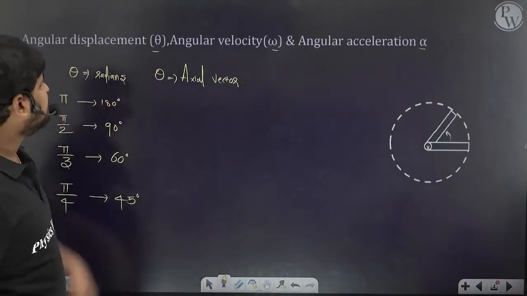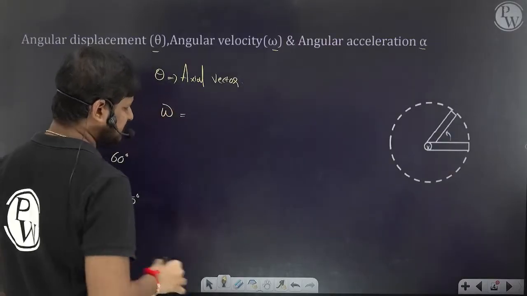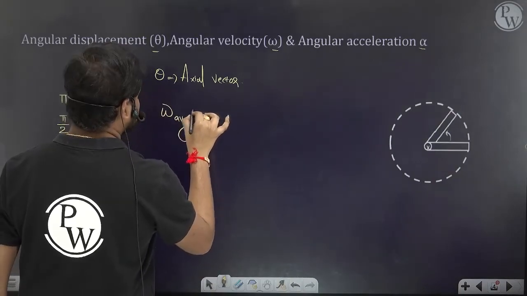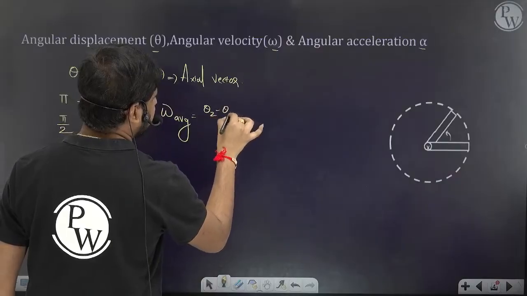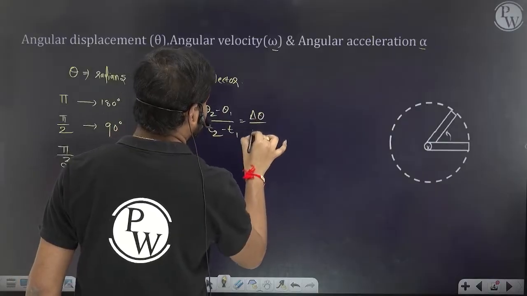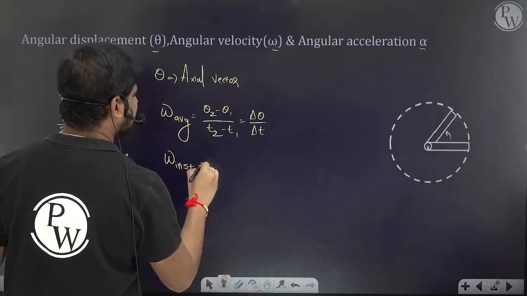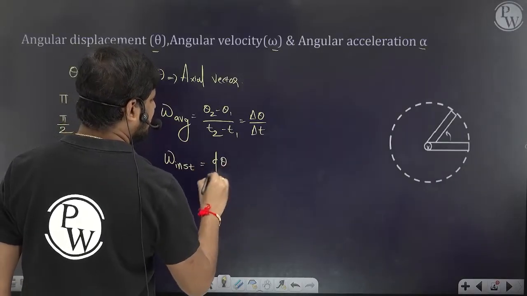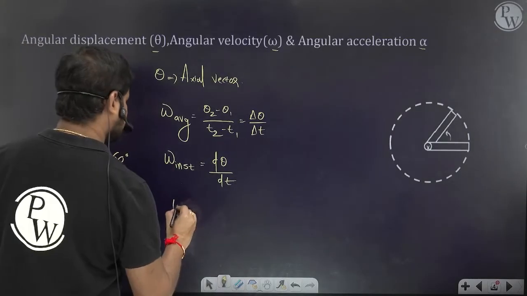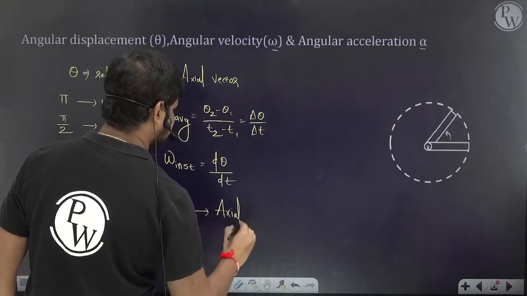Next we have the angular velocity. What is the angular velocity? Omega. Two types of angular velocities are there. Omega average, which we can write as (theta 2 minus theta 1) by (T2 minus T1), which is nothing but delta theta by delta T. Or the instantaneous angular velocity, which is d theta by dt. This omega is also an axial vector. It will be along the axis.